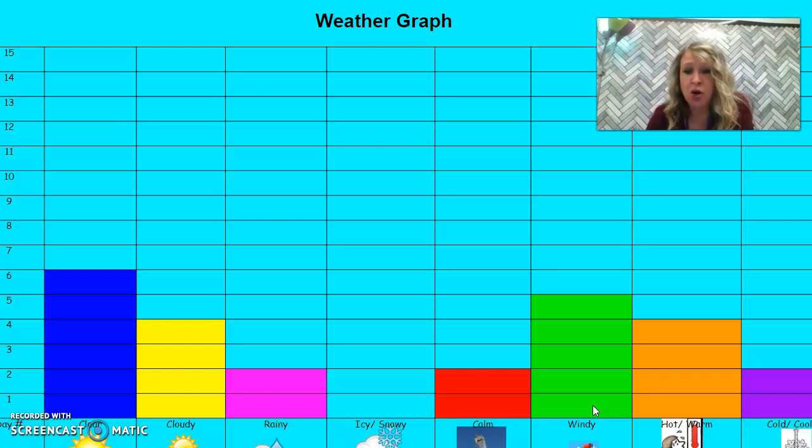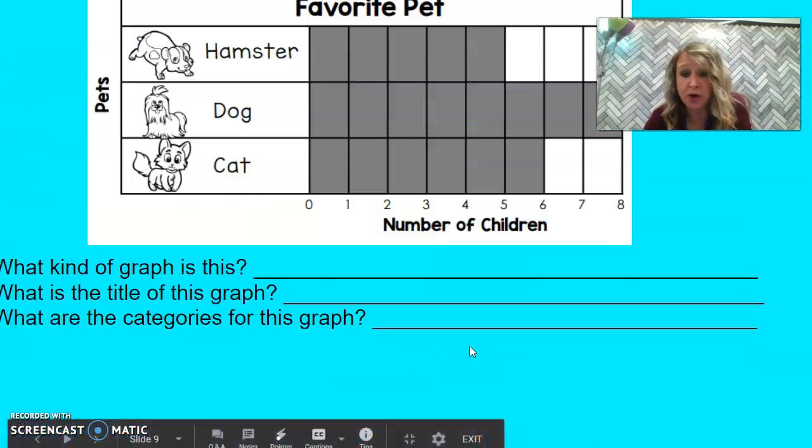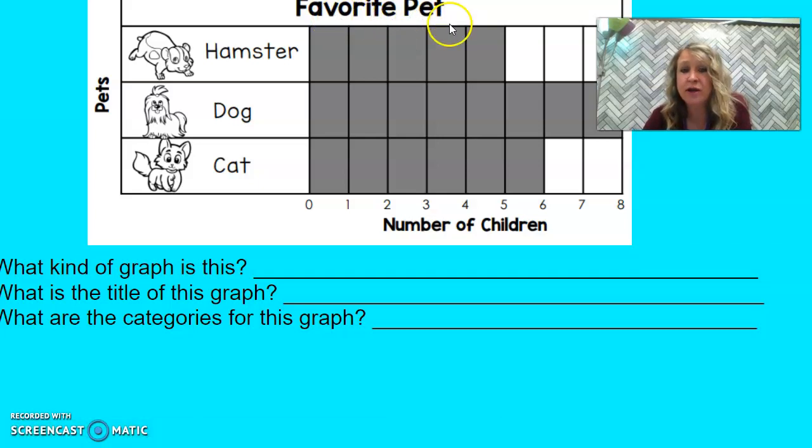Now, you are going to answer questions about a bar graph called, what's the title? Favorite Pet. This is a graph about students' favorite pets. The categories are hamster, dog, and cat. The labels tell you these are the pets and this is the number of children.